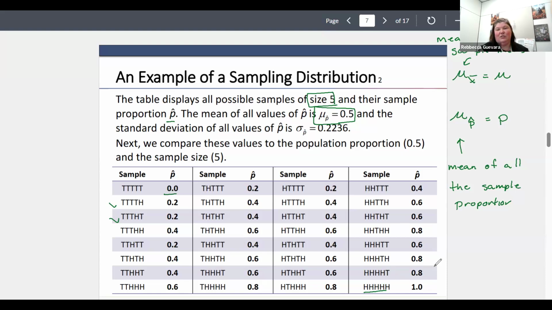So like I said, we're just getting all those different proportions. If I took all of these and added them up and did my mean, what I should be seeing here is 0.5, which we said is exactly the same as the population proportion.